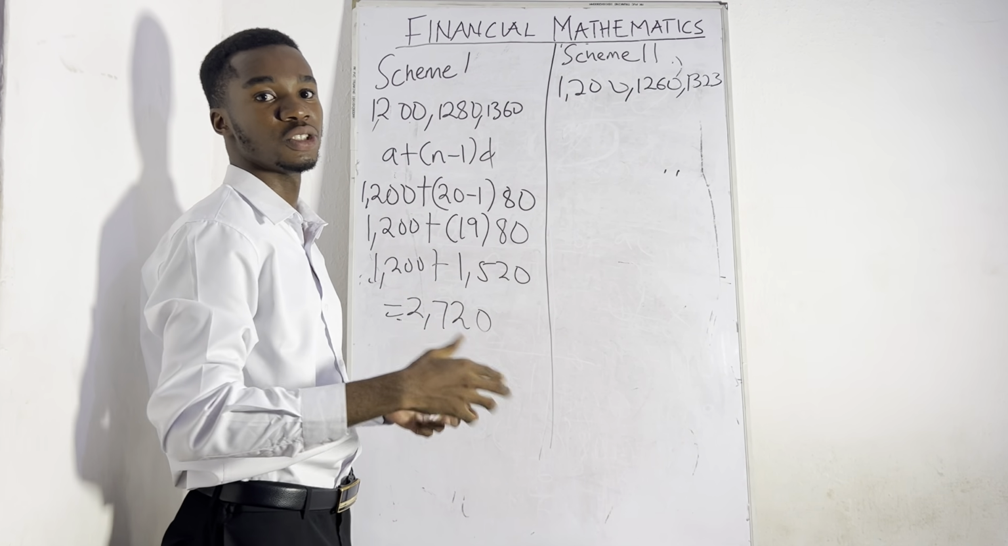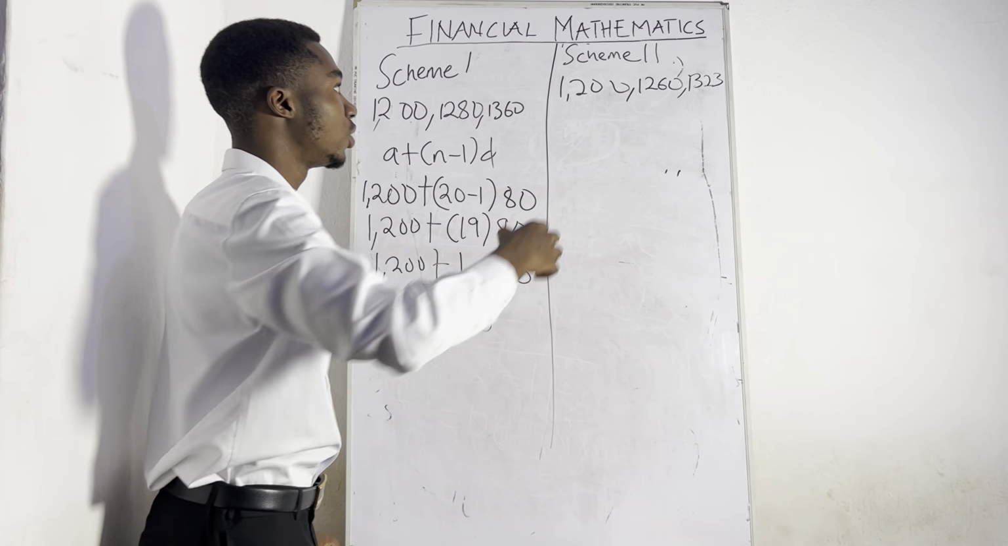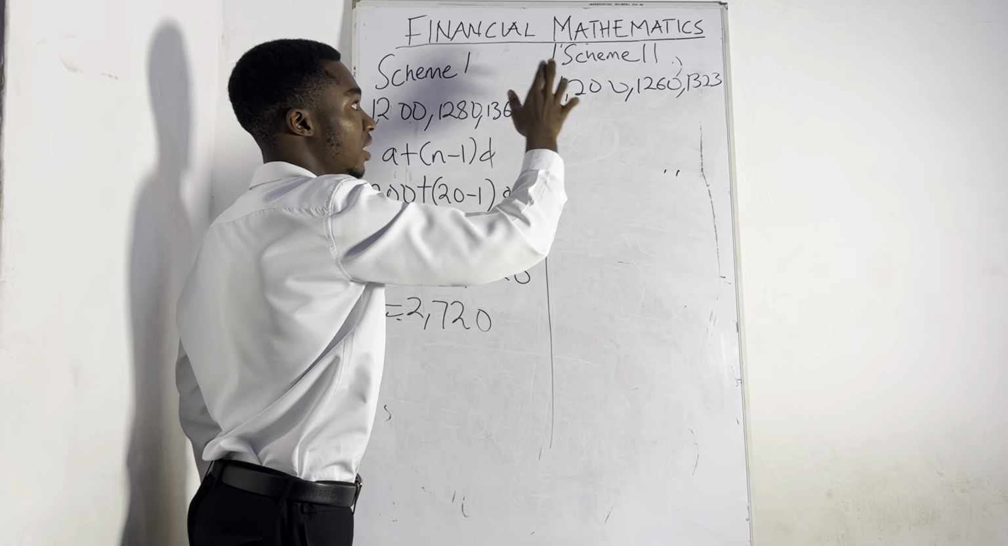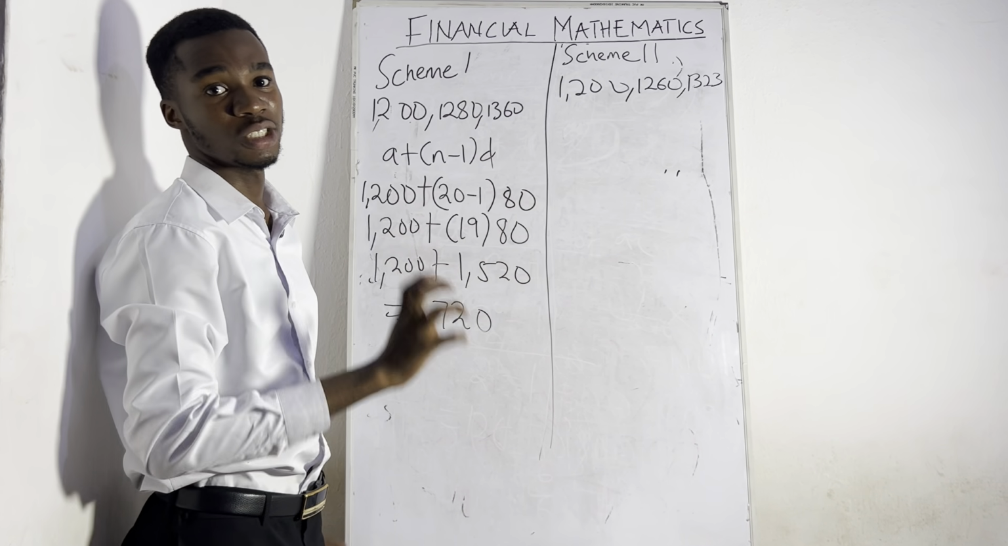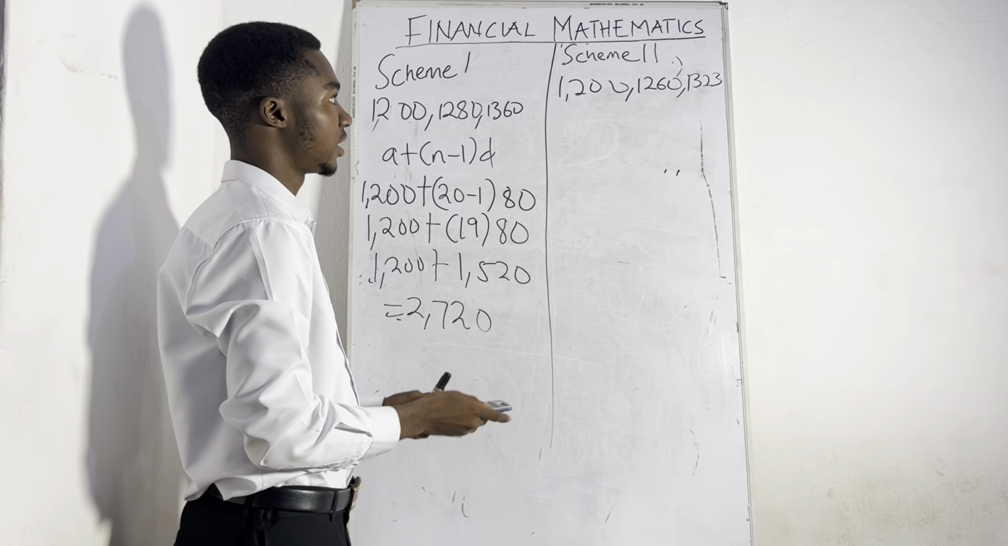So you check if it's a geometric progression. How do you check? You divide this by this. Then you put your answer down. Then you divide this by this. If they are the same, it's a geometric progression. So let's check and see.